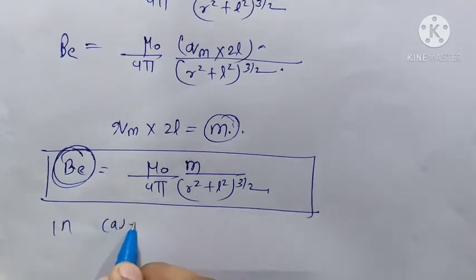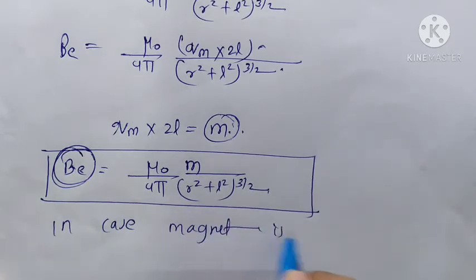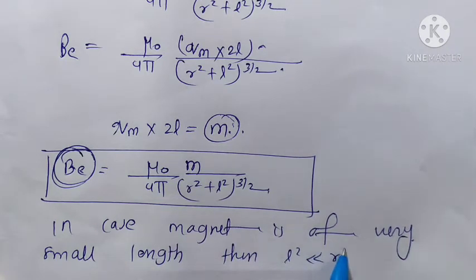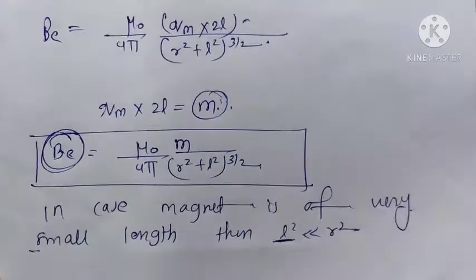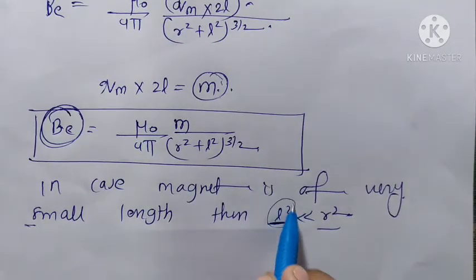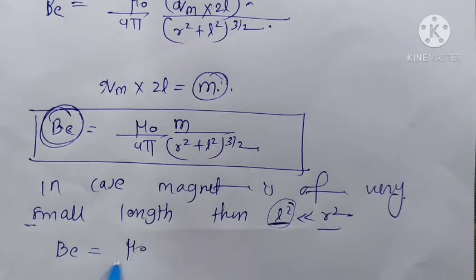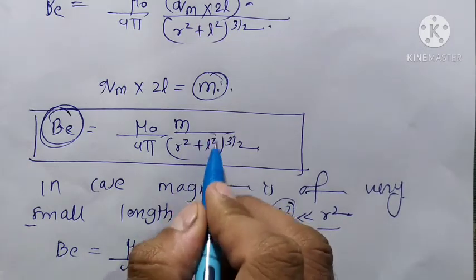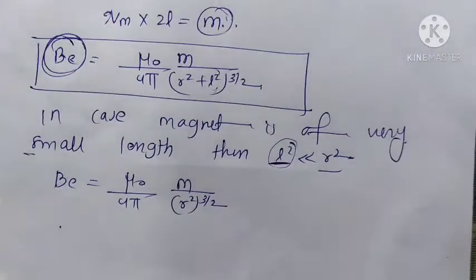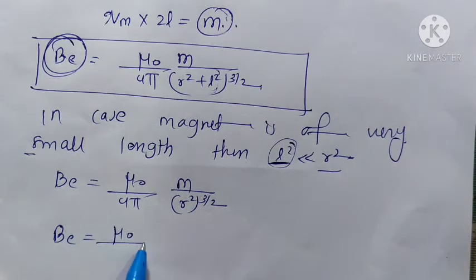In case the magnet is of very small length, the length of the magnet is very small as compared to the distance of point P from the midpoint of the magnet, then we neglect L square compared to R square. So B_E is equal to mu naught upon 4 pi, m upon R square to the power 3 upon 2. Finally B_E is equal to mu naught upon 4 pi, m upon R cube.